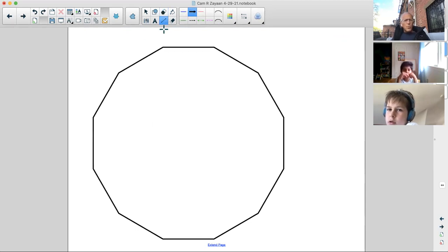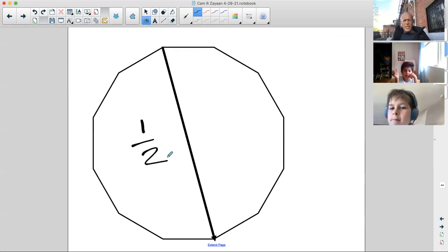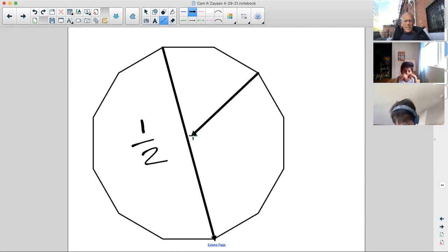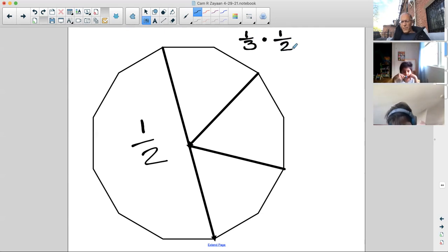The first thing I'm going to do is cut this in half. Now I am going to cut that into... no, I am going to take 1/3 of 1/2. So who can tell me what that is?